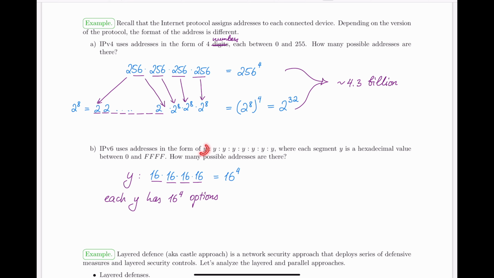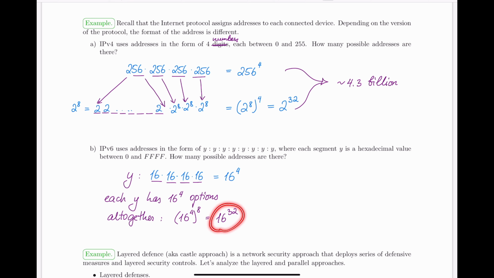Now, this is just one of the 8 pieces, which means that altogether, there are 16 to the 4th options here, 16 to the 4th options here, and so on and so forth, 8 times multiplied together, because I do have to choose all of them. So I'm going to have 16 to the 4th all to the power 8, which is, again, raising a power to a power, meaning multiplying the 2 together, will give me 16 to the power 32.